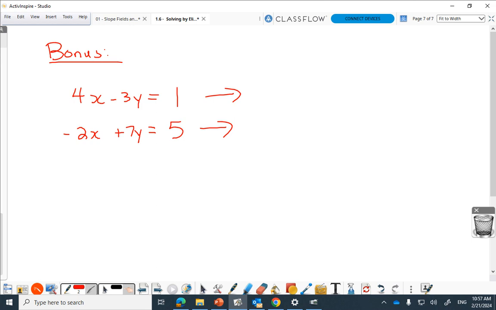Agreed? But I can do something to one of the two equations to make them line up. What could I multiply only one of the equations by to make them line up? Yeah, if I just take this and multiply everything by 2, negative 4x plus 14y equals 10. And I'm not going to do anything to equation 1. 4x minus 3y equals 1.